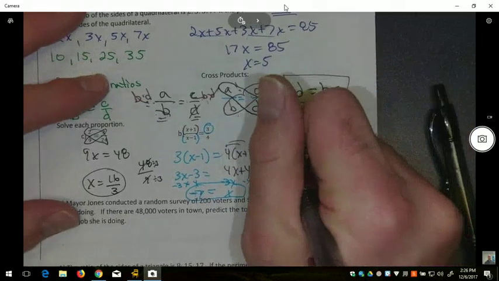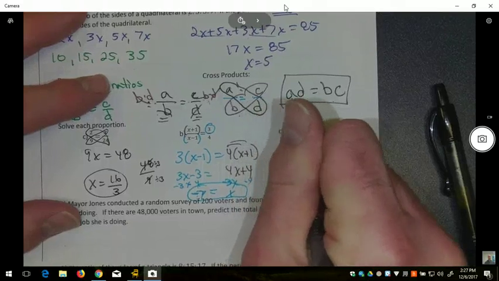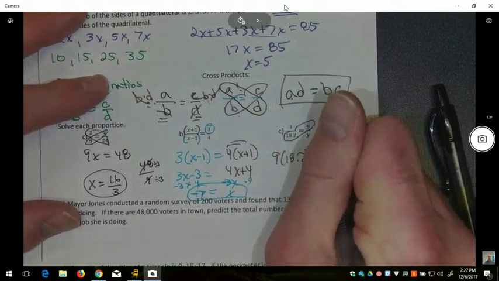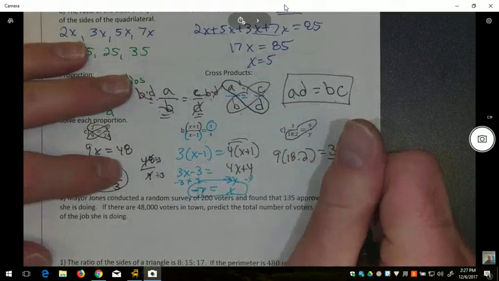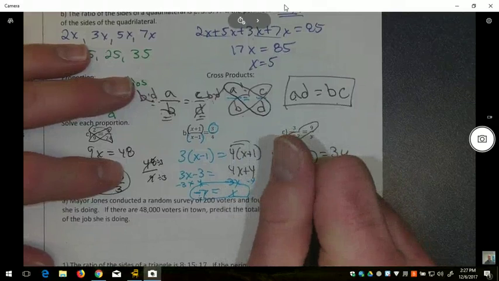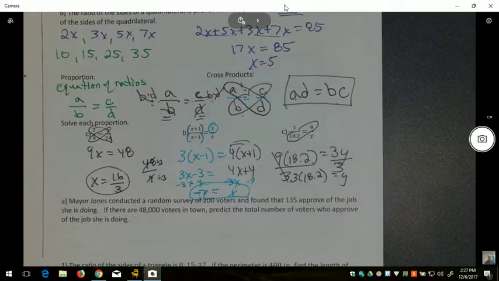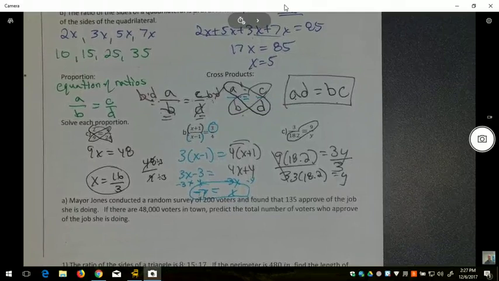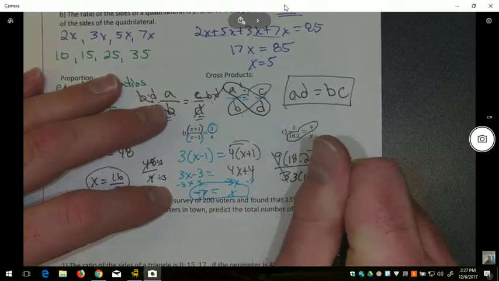Lastly, we have letter C. Yes, there's a decimal, but that's fine. We just have to do 9 times 18.2 and 3 times y. I might leave it like this for a second so that I can actually divide by 3. The 9 divided by 3 is 3. So really, this is 3 times 18.2, which might be a little bit easier to multiply in our head, or you can use your calculator. 3 times 18.2 is 54.6.